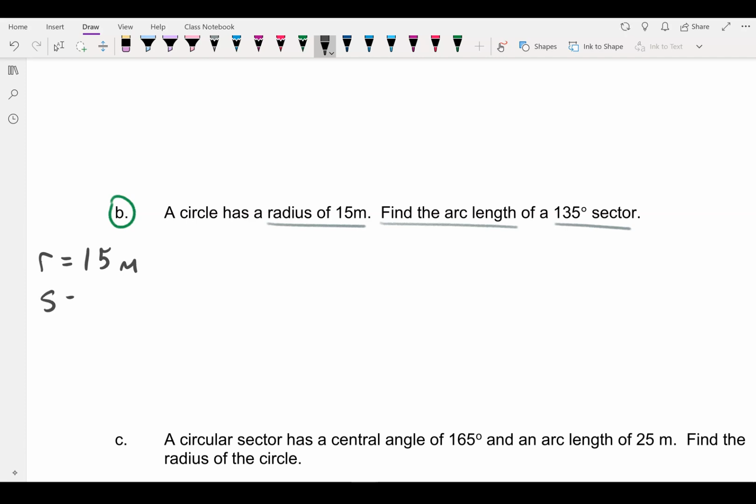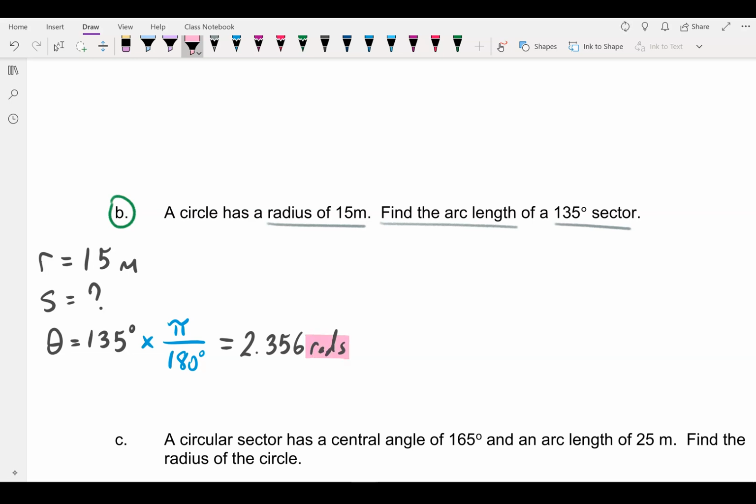I need to find the arc length, which is s, and then I'm given the angle, which is 135 degrees. But I need to convert it to radians. So in order to convert that to radians, I need to multiply by what? Do you remember? It's 180 degrees on the bottom, which will cancel the degrees out, and pi radians on top. What this gives, if you multiply it, is 2.356. And now I've got my radians, okay?